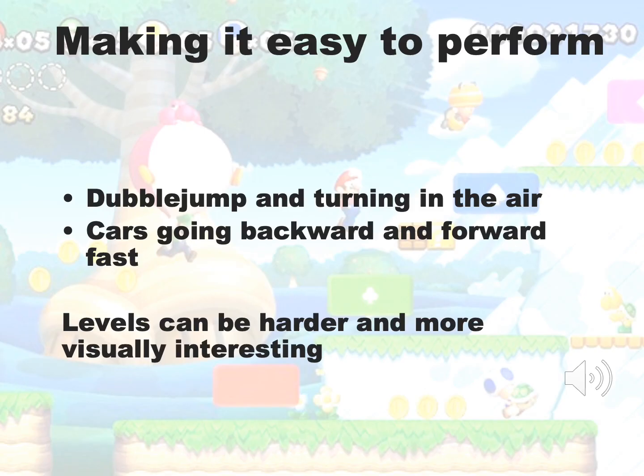Another, perhaps a little bit confusing game design principle is making it easy for the player to perform. But take an example. Jumping and turning in the air, doing a double jump in the air, being able to control where you're landing by steering and affecting the player in the air, which is totally illogical. It's not possible in reality. Or cars going backward and forward at the same speed, so that doesn't really matter, but real cars cannot go backward as fast as they can go forward.